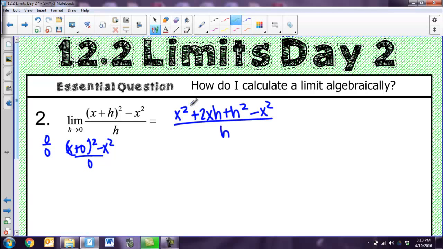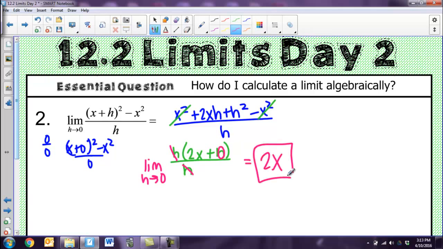Interesting thing happened here, and that's that my x squareds canceled out. And now if you notice, every single piece has an h in it in the top. So I could go ahead and factor out that h. And then since this is multiplying, I am more than welcome to cancel out this h. So now if I'm looking at the limit as h goes to 0, I can plug in 0 right here, and 2x plus 0 is 2x. So my answer would just be 2x. So I can have letters in my answer, that's fine. If there are more than one variable in your equation, that's what's going to happen.